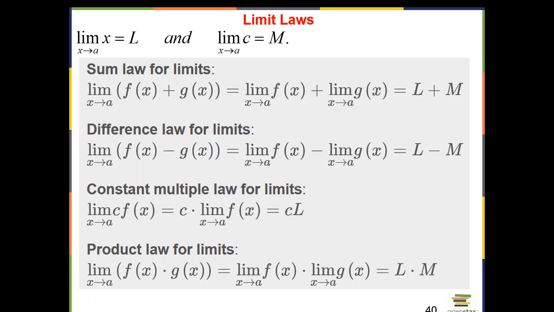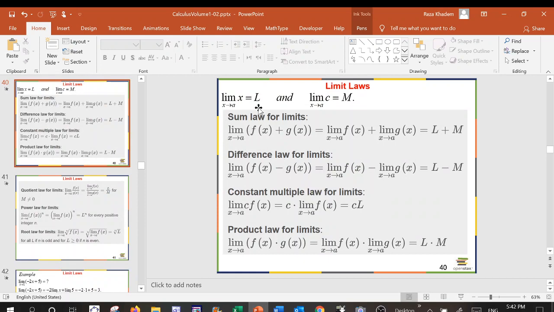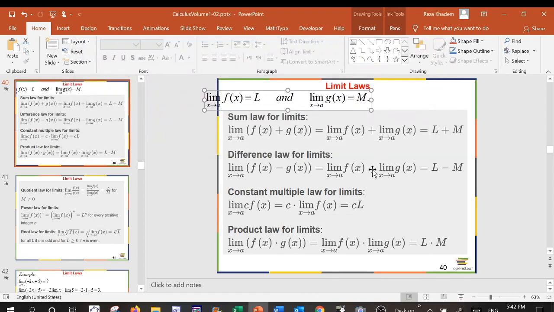I just saw a typo here. I have to fix it. So let's fix it together here. There you go. That should be f of x, and that should be g of x. There. All right. I'll move this over here.